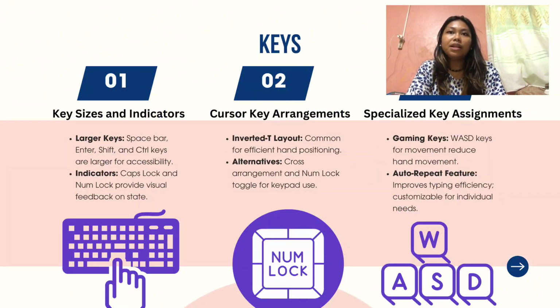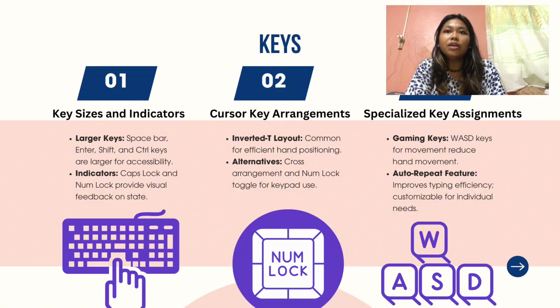To ensure accessibility, certain keys are made larger, including the spacebar, enter key, shift key, and control key. This makes them easier to access reliably during typing. Some keys like caps lock and numlock also have indicator lights or physical locking mechanisms to show their status, which improves usability and reduces accidental presses.